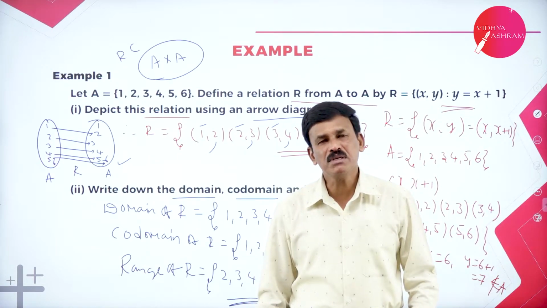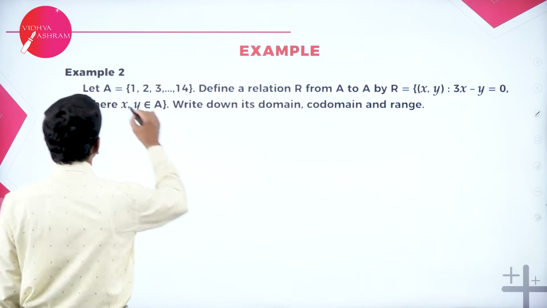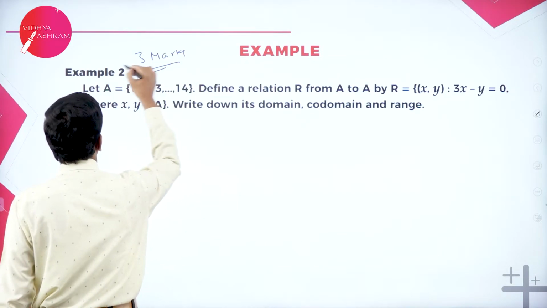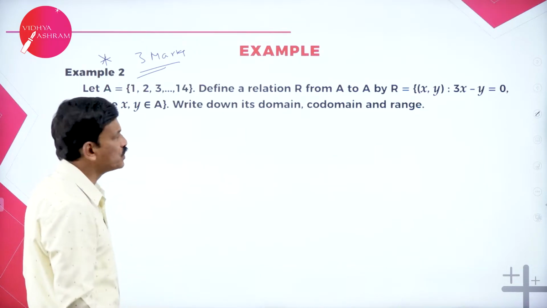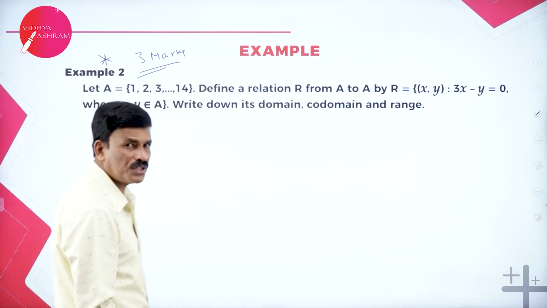Now, let us come to a similar problem. Let us take this example. This is very, very important for 3 marks. This is a 3-marker question. Very important question from the point of view of examination. So, let A be equal to 1, 2, 3, up to 14. Determine a relation R from A to A.